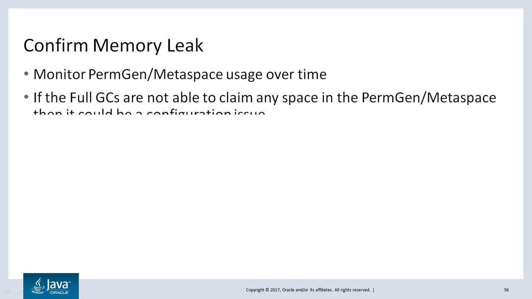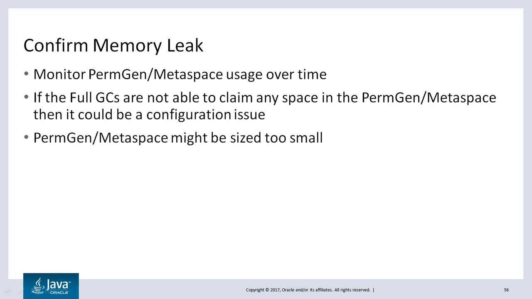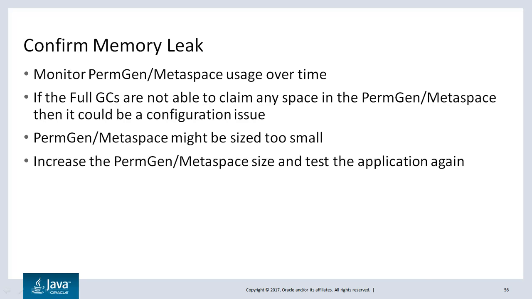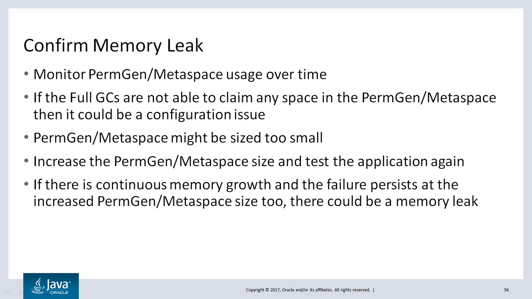If there is continuous memory growth and there are frequent full GCs after the application has reached a steady state, and those full GCs are not able to reclaim any space in the PermGen or MetaSpace, then it could just be a configuration issue. It might be just that these spaces are sized too small. We should increase PermGen or MetaSpace size and test the application again. If that does not resolve the issue and we still see continuous memory growth and encounter out-of-memory errors, then that suggests the possibility of a memory leak.